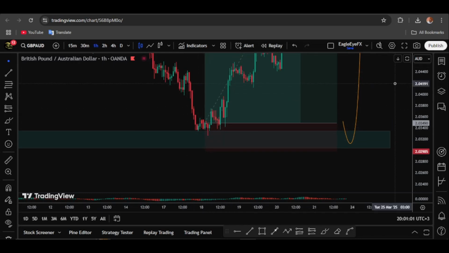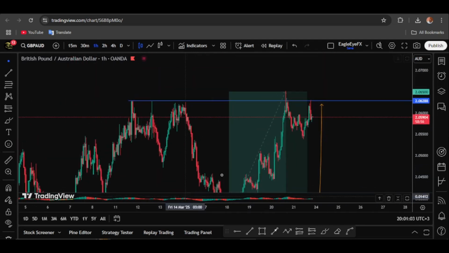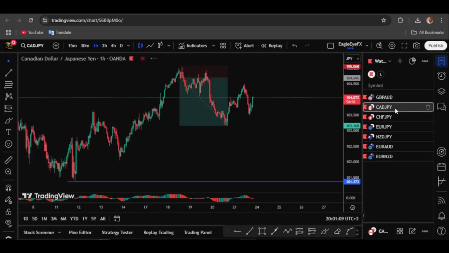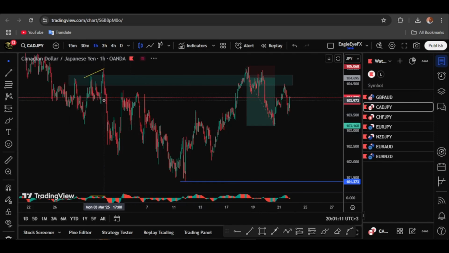Then once you get the confirmation, you just enter the market and leave it to play out, and you can see how this actually played out. Then look at this CAD JPY. It was actually the same thing.